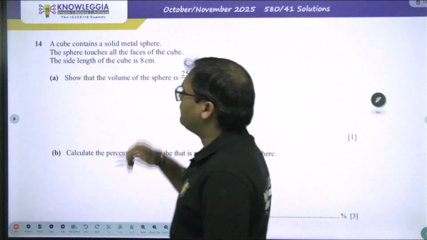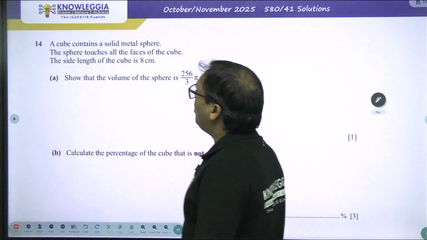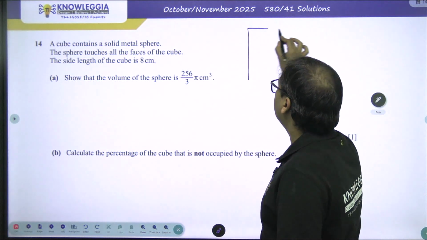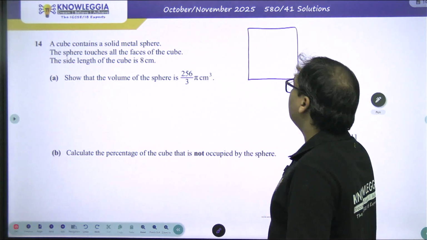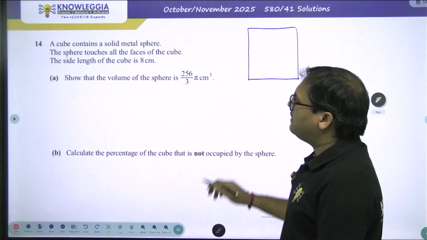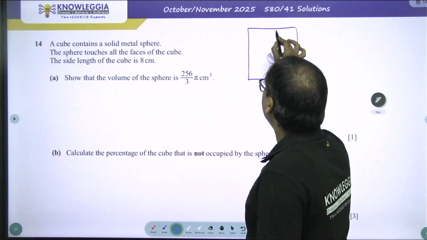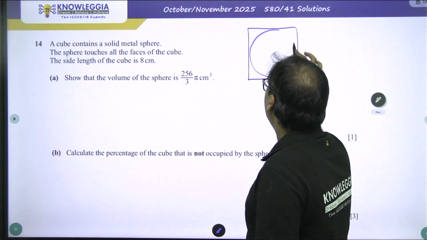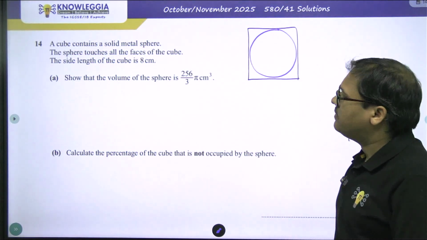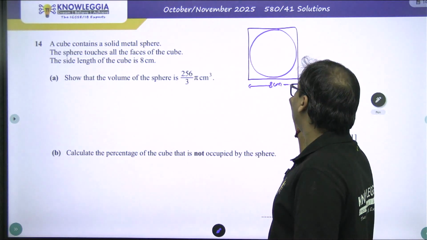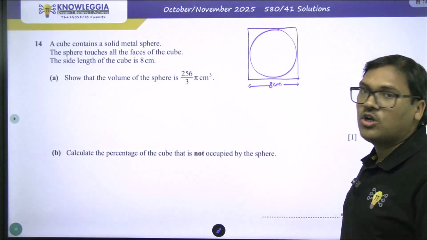A cube contains a solid metal sphere. The sphere touches all the faces of the cube. Okay. So this is a cube. Let's say this is just a cross section I'm applying, like this cube. And this is the sphere which is touching all the sides. You can see like this. The side length of the cube is 8 centimeter. Then the question is, what is the volume of the sphere?